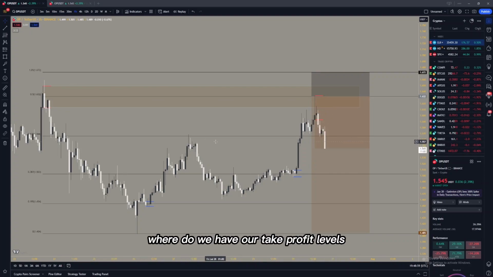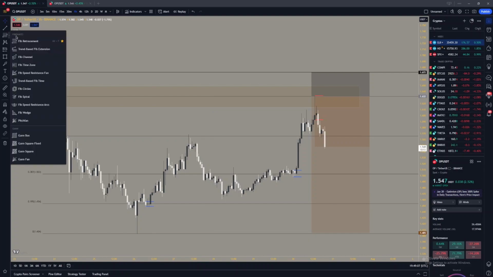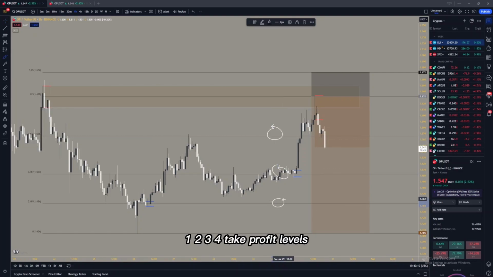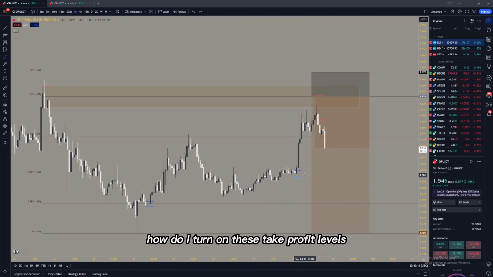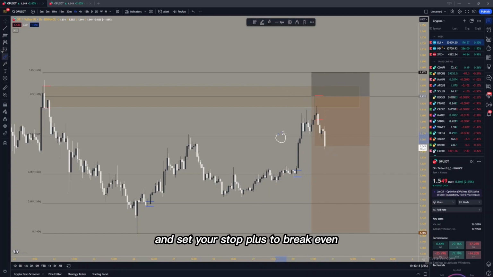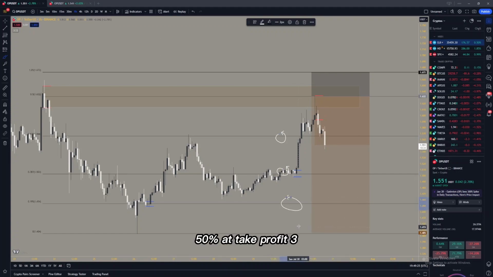The next thing is our take profit levels. Where do we have our take profit levels, and do we just have one? No, we have multiple take profit levels. As you can see from the chart here, we will have 1, 2, 3, 4 take profit levels. How do I trim out these take profit levels? What I usually like to do is 50% at take profit 1 and set your stop loss to break even, 50% at take profit 2, 50% at take profit 3, and 100% at take profit 4.